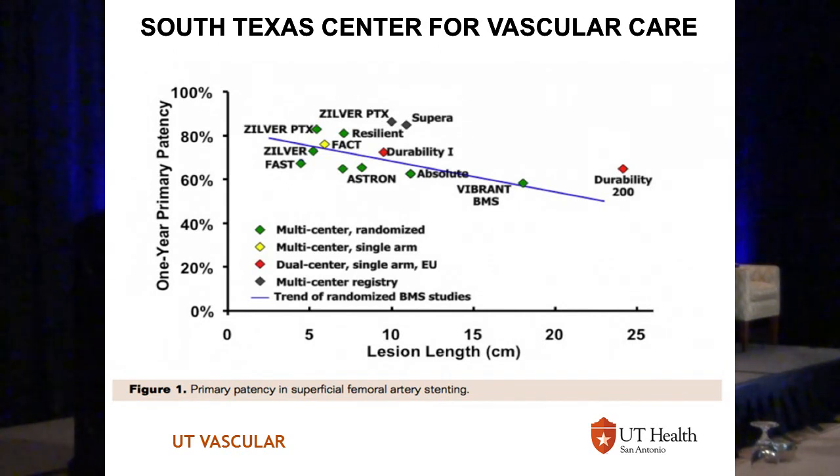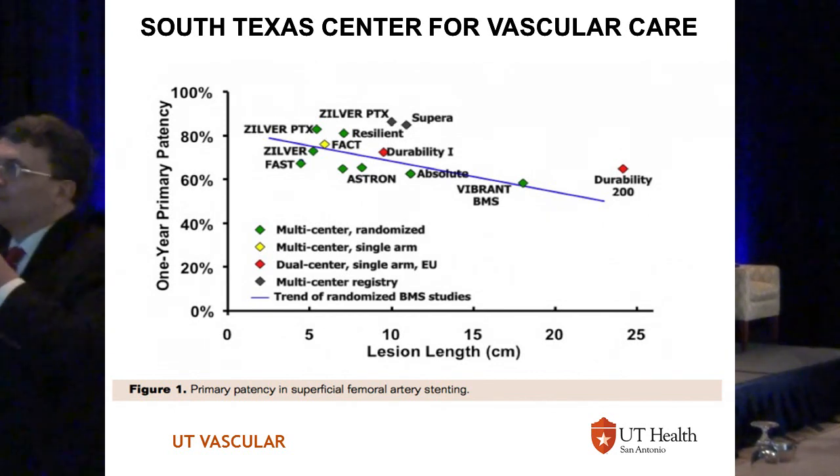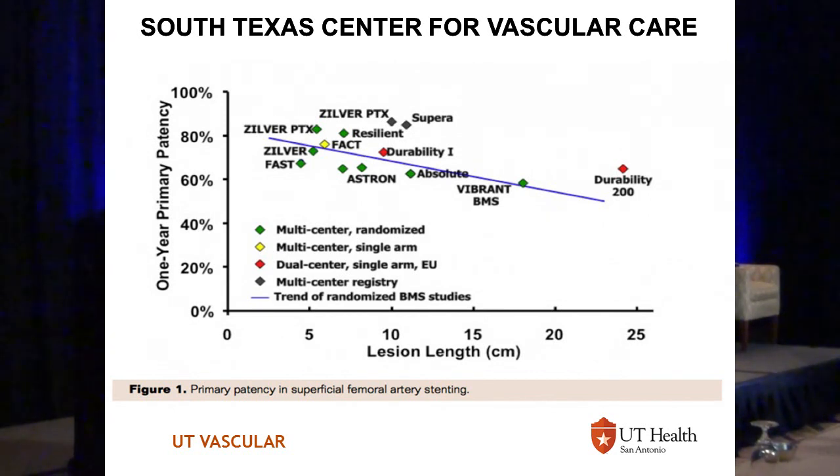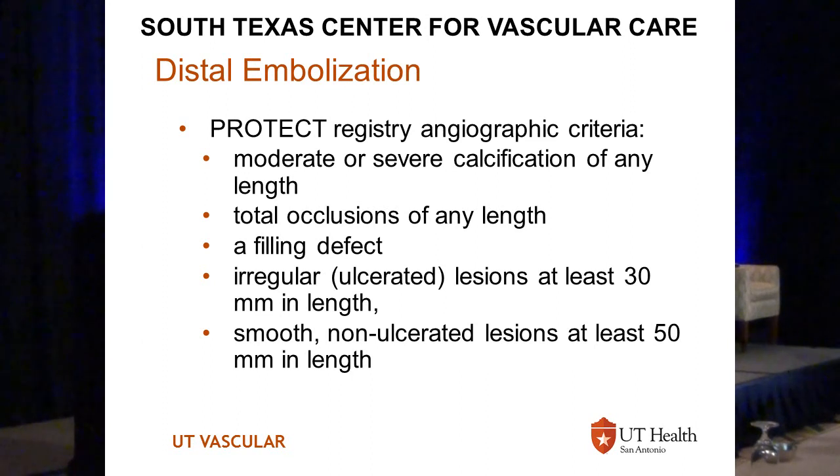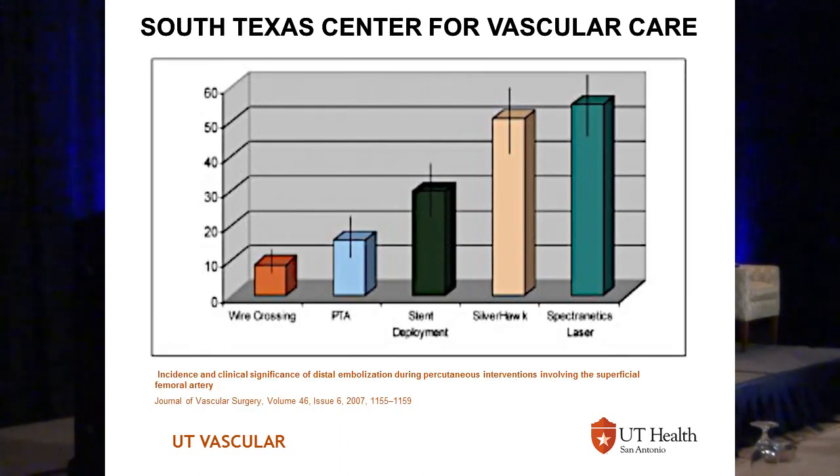In general, however, most studies will suggest, and you can see here whether you use a bare stent or a covered stent, the longer the lesion, the more problems that you may end up having. PROTECT also suggested that moderate or severe calcification, total occlusions, a filling defect, irregular lesions at 20 millimeters, and soft or non-ulcerated plaques can lead to distal embolization, a fact that you may not have thought about since you were concentrating merely on the SFA.